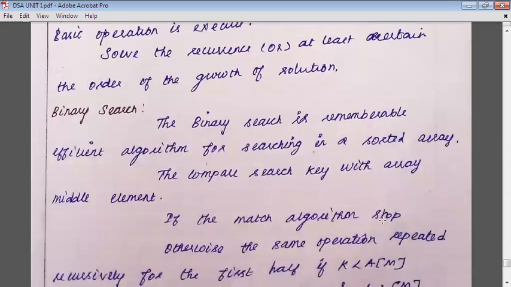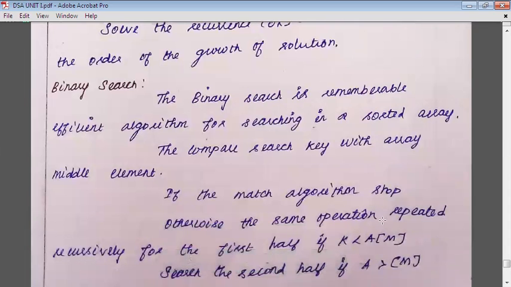Right. A simple example is binary search. Binary search is a very efficient algorithm for searching in a sorted array. It is not used for an unsorted array, because a sorted array is already arranged. You find the given element using binary search. We compare the search key with the array's middle element. Each and every time in binary search, the given element is compared with the middle element of the array.